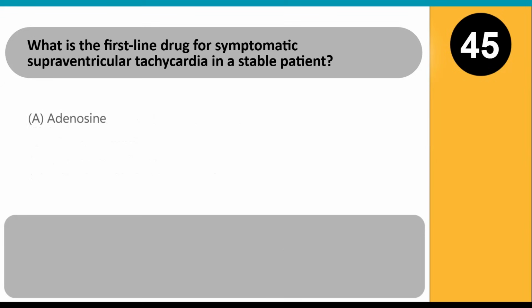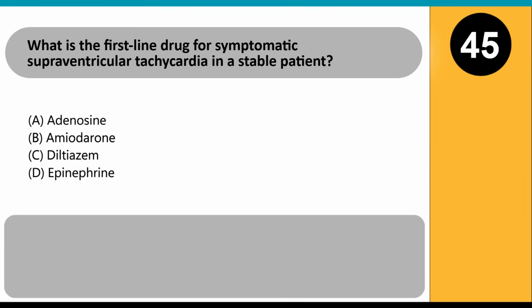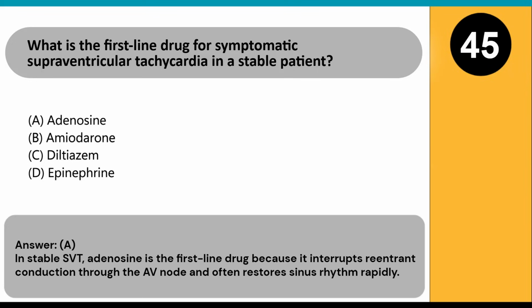What is the first-line drug for symptomatic supraventricular tachycardia in a stable patient? A. Adenosine. B. Amiodarone. C. Diltiazem. D. Epinephrine. Answer: A. In stable SVT, adenosine is the first-line drug because it interrupts reentrant conduction through the AV node and often restores sinus rhythm rapidly.